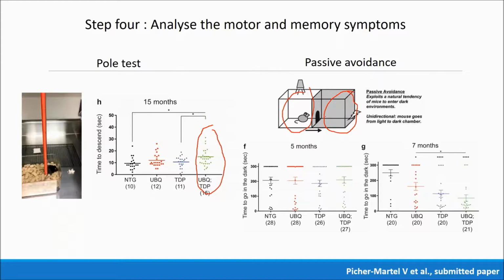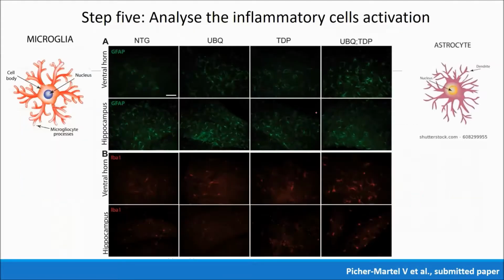If the mouse has a memory impairment, she goes to the dark room because she does not remember receiving a shock. So at 7 months, we observed that our doubly transgenic mice have some memory impairment because they were going fast into the dark room. So they did not remember receiving a shock. Compared to control, which waited almost 5 minutes before going to the dark room.